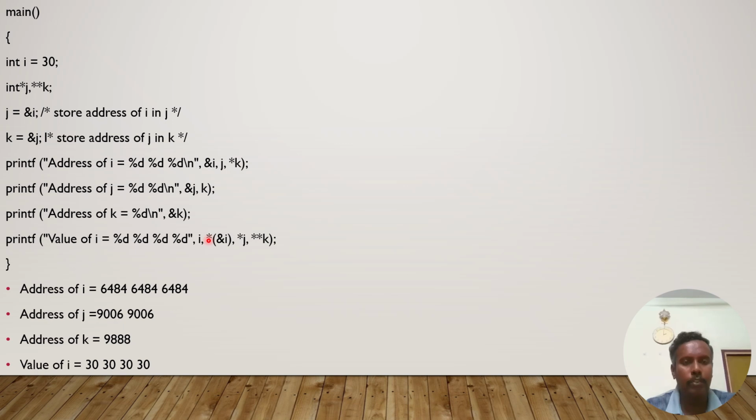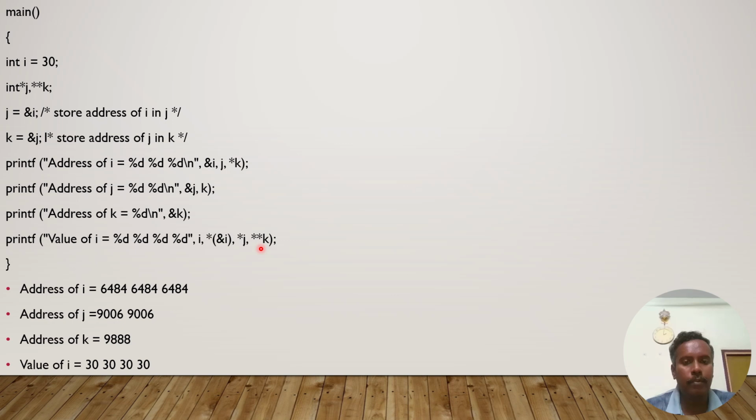Star means it shows the value in it. Ampersand means it shows the address. Star is value, ampersand is address. You have to always be very careful and understand this. Ampersand is address, star is value.